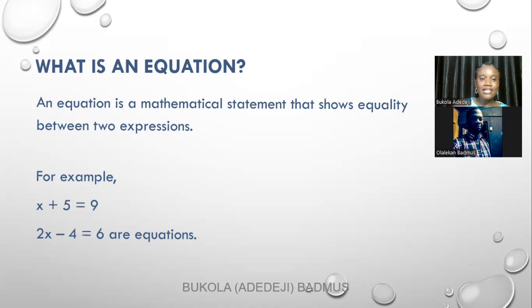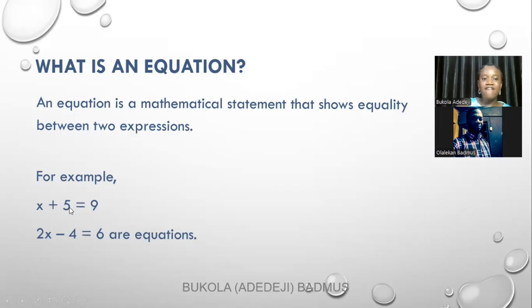Now, take a look at this example. We're not solving yet, so just take a look at the example. We have x plus 5 equals 9. And then we have 2x minus 4 equals 6. This tells us that the sum of x and 5 will give us 9.